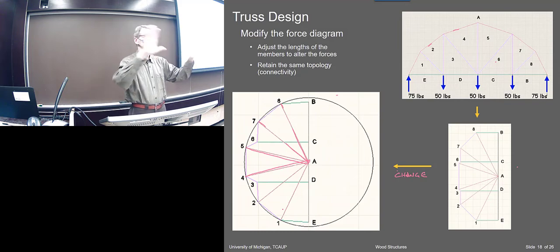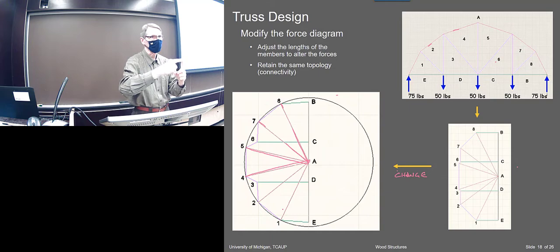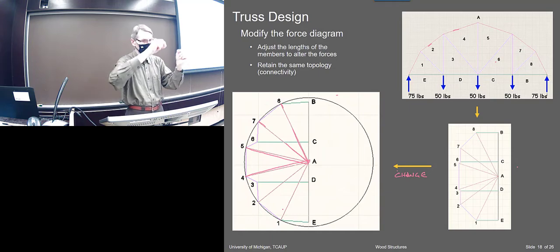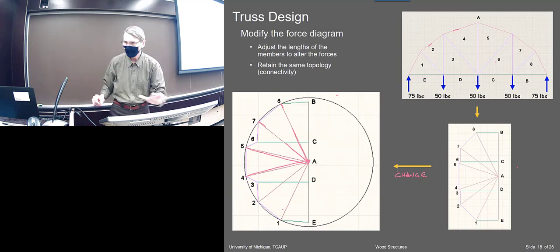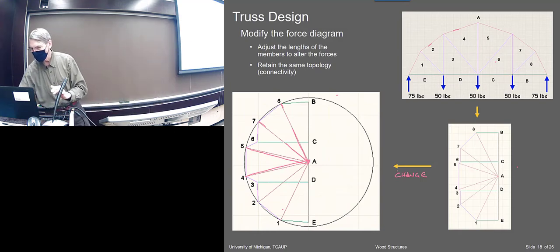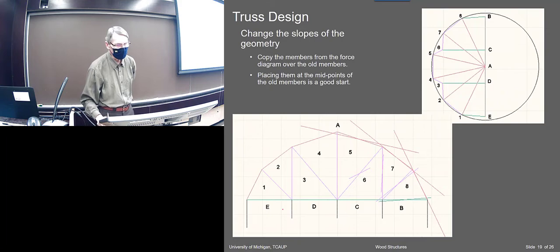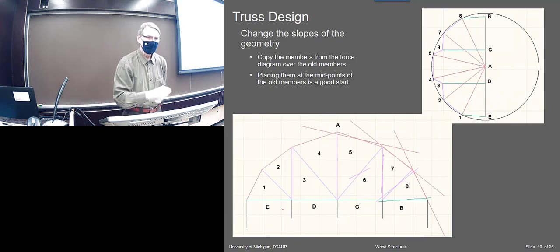So you've got to keep the same number of members, and the connectivity between them remains constant. You don't change that, but you can change the slopes of them. You can change the position of these points. So that's what I did. I moved that around a little bit. Okay, now I've got to go backwards and see how that affected the original truss.